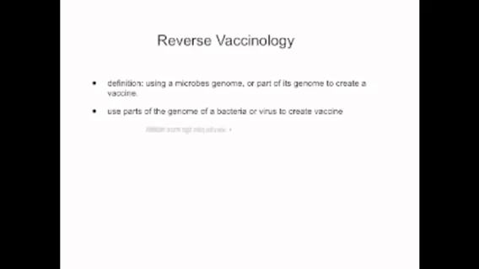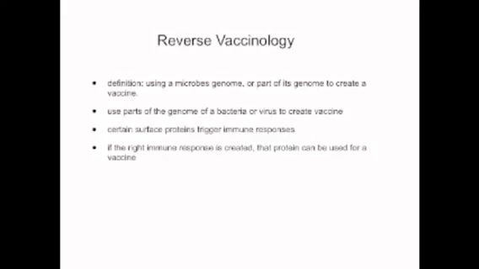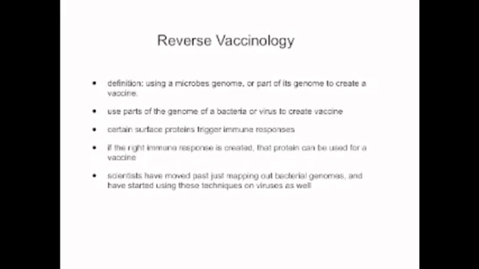Reverse vaccinology is the use of a microbe's genome, or part of its genome, to create a vaccine. Certain surface proteins trigger immune responses, and if the right immune response is created, that protein can then be used for a vaccine. Scientists have moved past just mapping out bacterial genomes, and have started using these techniques on viruses as well.